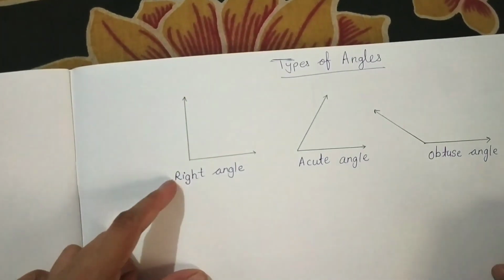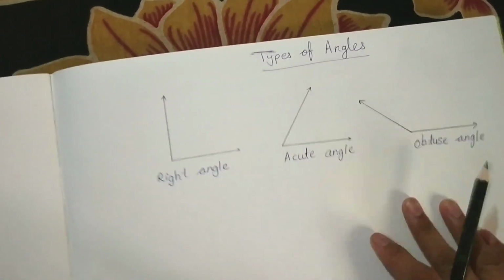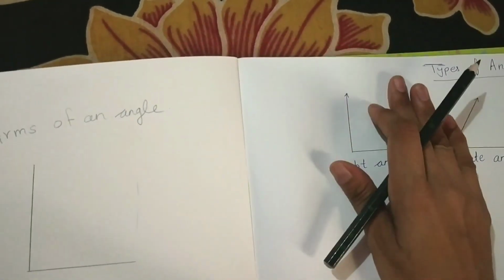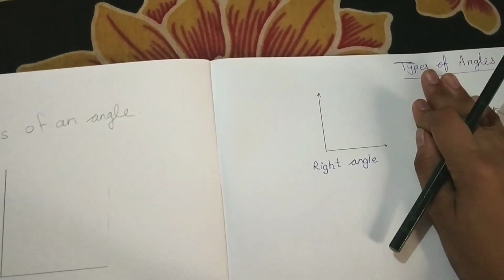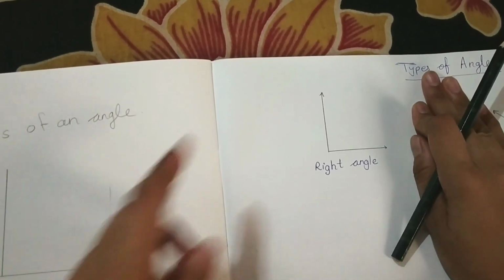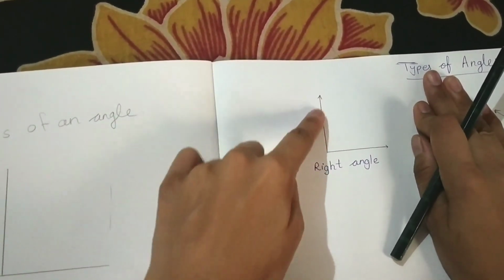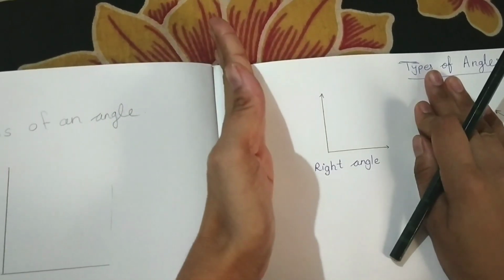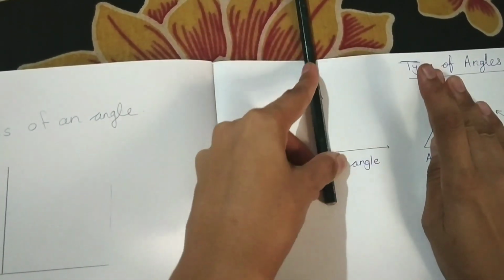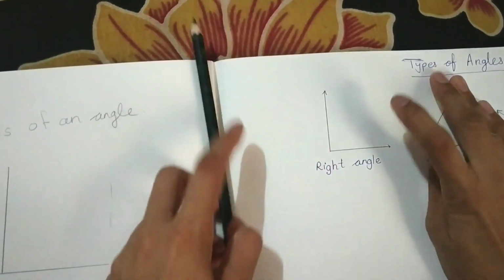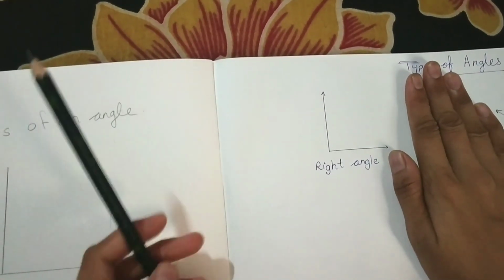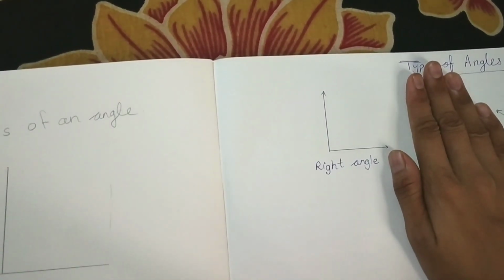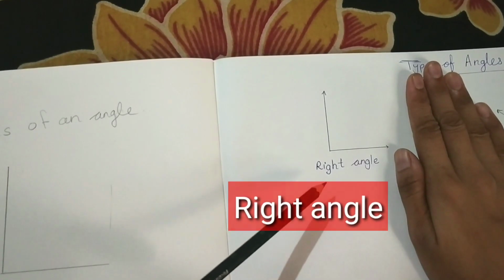Here are 3 types of angles. First we can see the right angle. In a right angle, the upper arm is always straight, like this. And the angle whose upper arm is always straight is called a right angle.